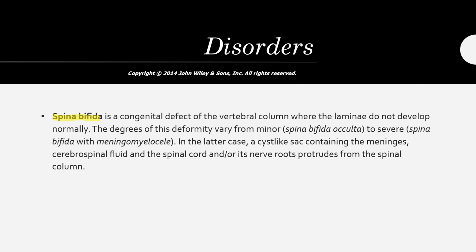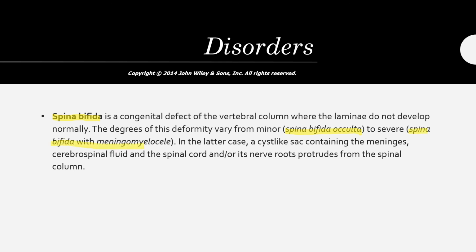Spina bifida is a congenital defect disorder, so this means that it's present at birth, and this is where the laminae of the L5 and or S1 actually fail to develop properly. We can actually have pretty minor deformities of this defect. This is called spina bifida occulta. There's actually like no symptoms when it's that minor, or it can be very severe.